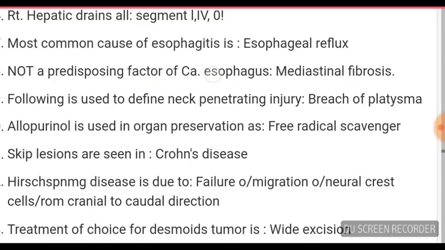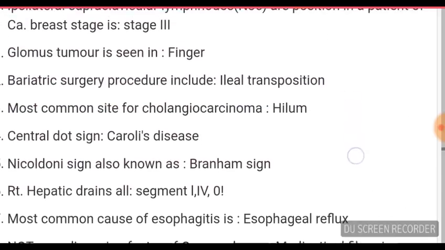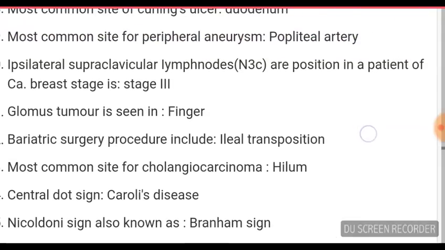Not a predisposing factor for esophageal cancer is mediastinal fibrosis. Among the four options, if you find mediastinal fibrosis, it is not a predisposing factor. Following is used to define neck penetrating injury. Means if any injury reaches the platysma, it is defined as a neck penetrating injury. Most common cause of esophagitis is esophageal reflux.